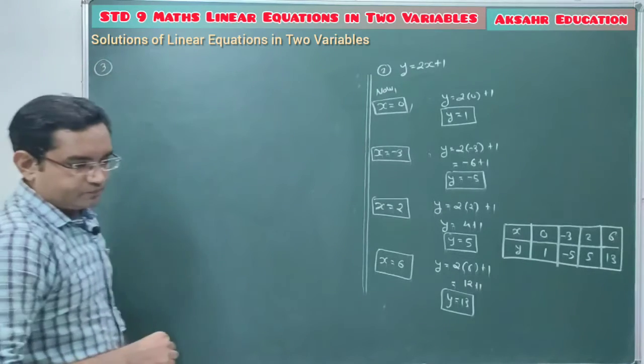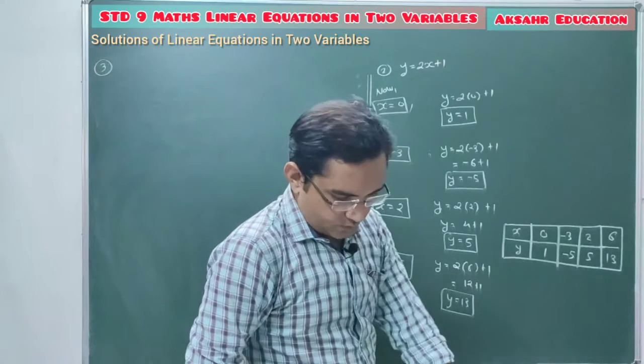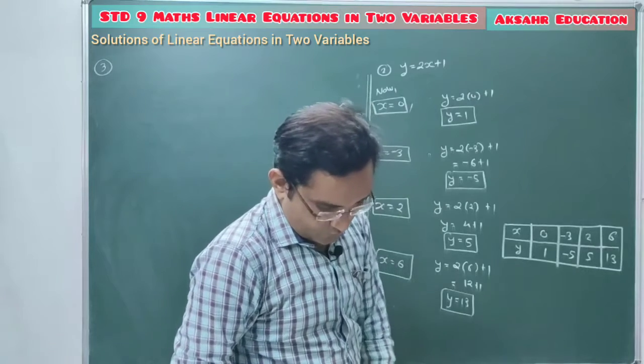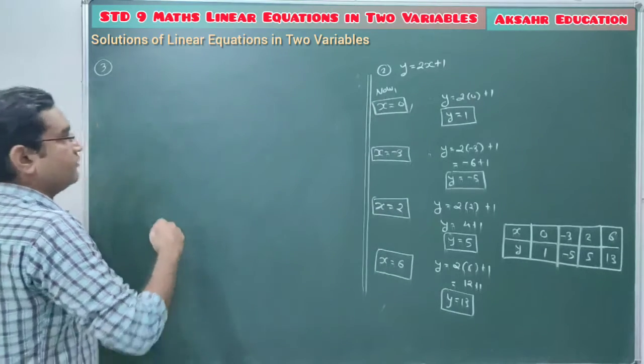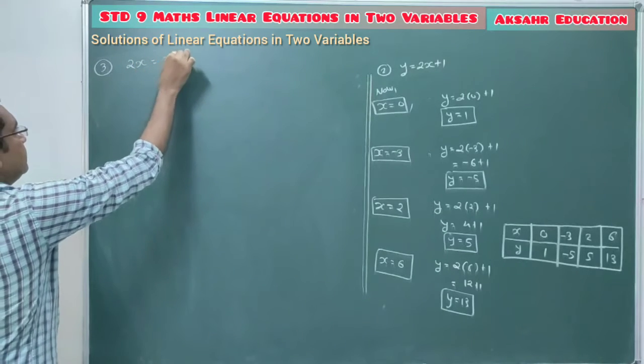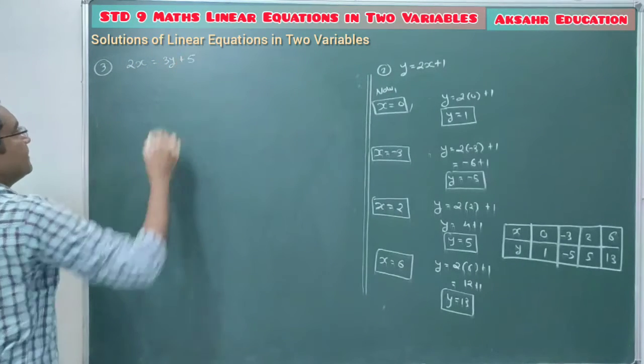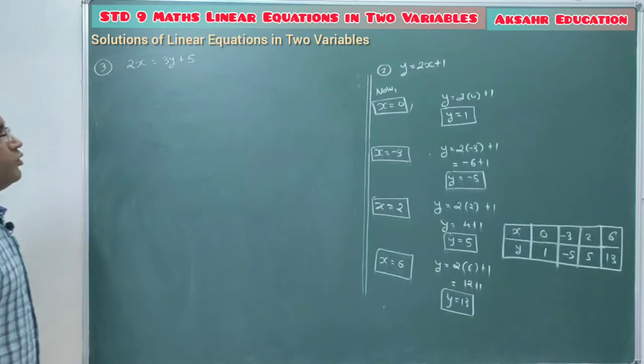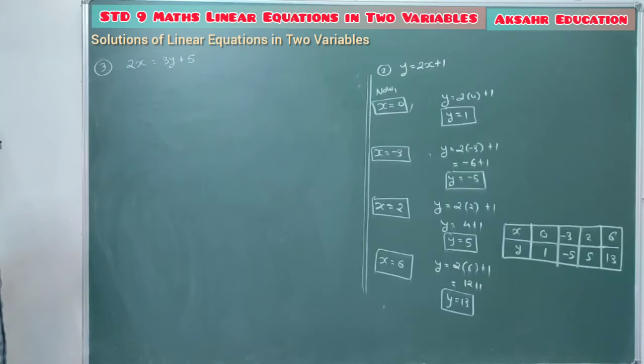Question number 3. Suppose we are given 2x equal to 3y plus 5. This is one more linear equation in 2 variables, and here you have to find, suppose, 4 solutions of this linear equation in 2 variables.